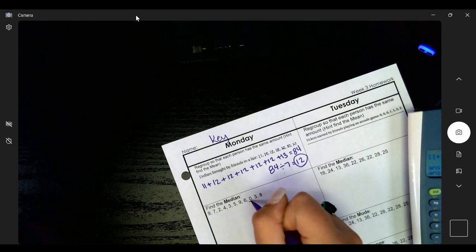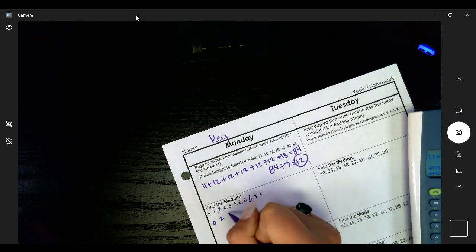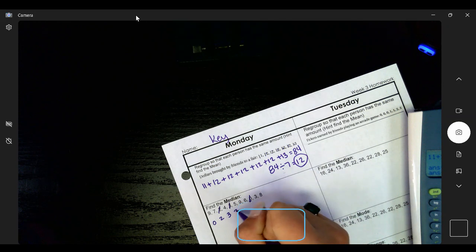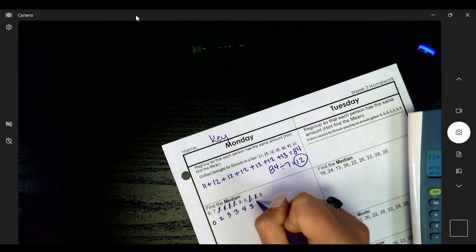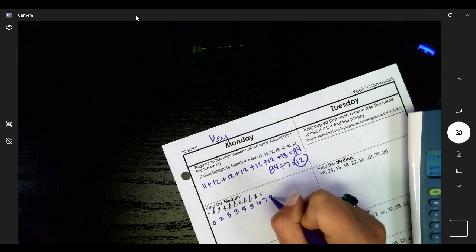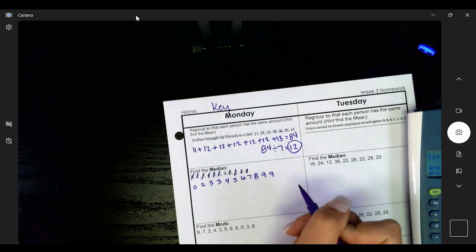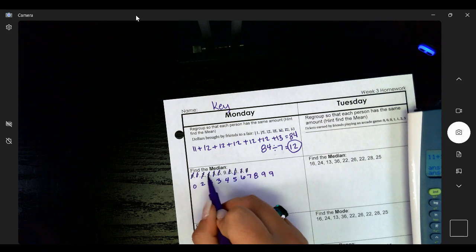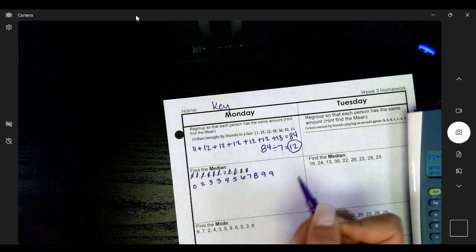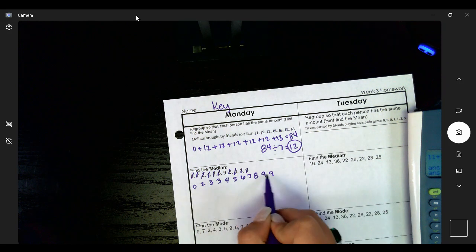So my smallest number is 0. So put 0, 2, 3, another 3, 4, 5, 6, 7, 8, 9, 9. And I should have the same amount of numbers in my new list as I had the original list. In the original list, we had 1, 2, 3, 4, 5, 6, 7, 8, 9, 10, 11. So I should have 11 written down here. 1, 2, 3, 4, 5, 6, 7, 8, 9, 10, 11.